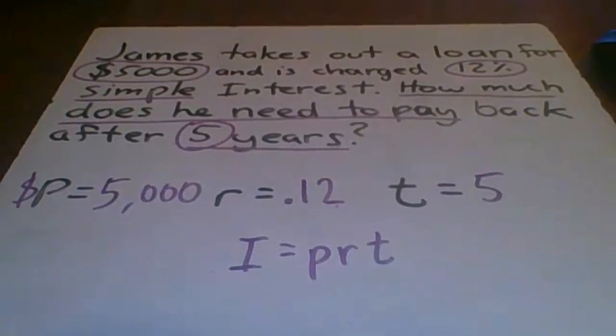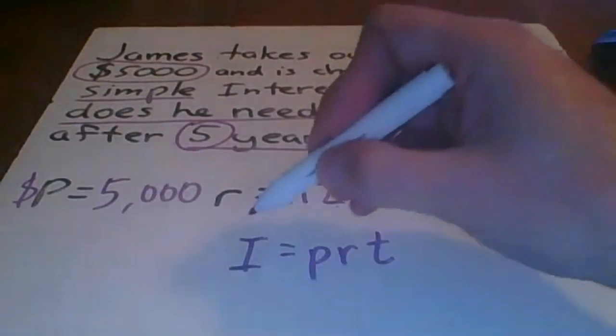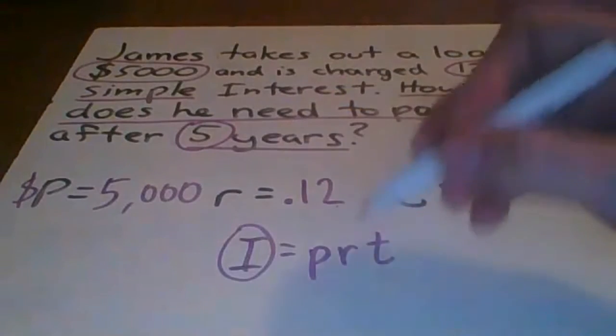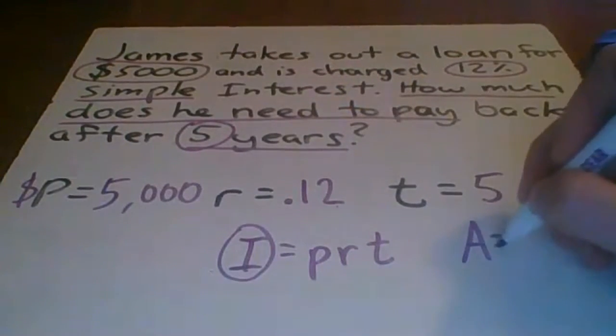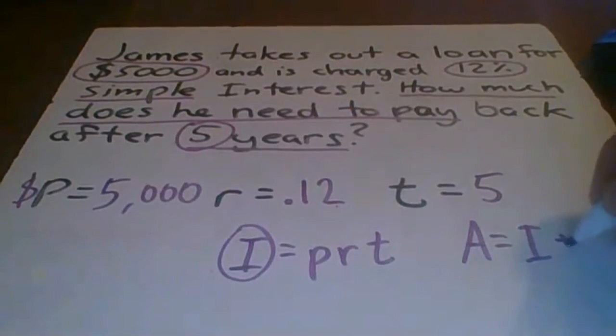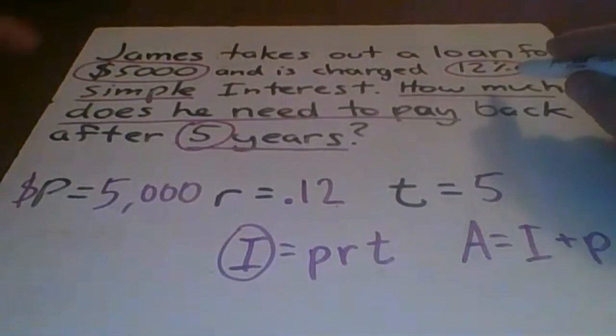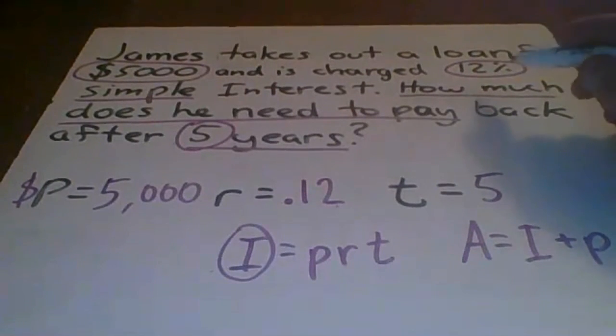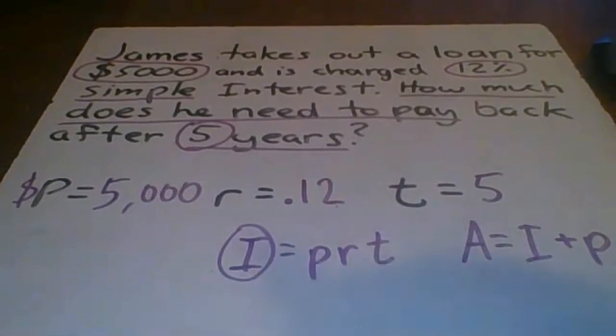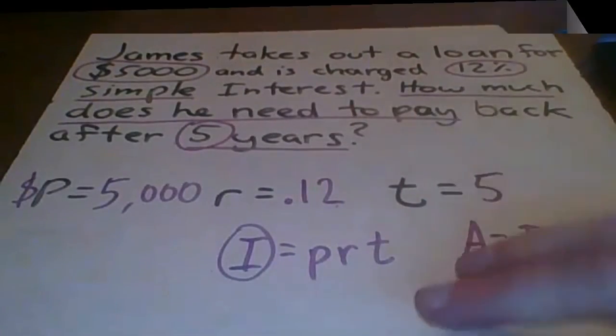Now, to end the review, is the question asking for interest? Or is it asking for total amount? If you said total amount, you're correct, because look what I underlined. It says, how much does he need to pay back? It doesn't say how much interest was he charged. It asked him how much money he needs to pay back. Okay. Good job, everybody. I'm very proud of you.